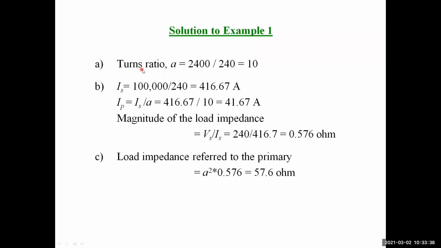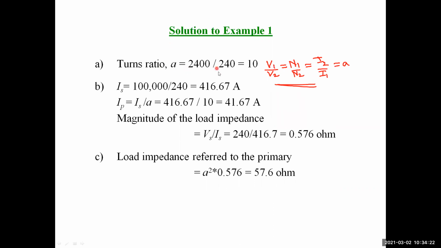So first, the turns ratio. What is meant by turns ratio? A is equal to N1 by N2 or V1 by V2. You know well the relation: V1 by V2 is equal to N1 by N2 is equal to I2 by I1, which is equal to A. This is called the turns ratio formula. It's clear.